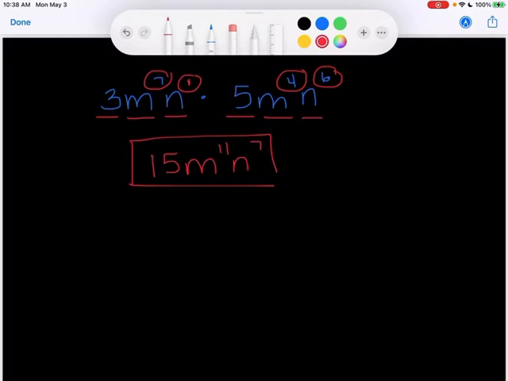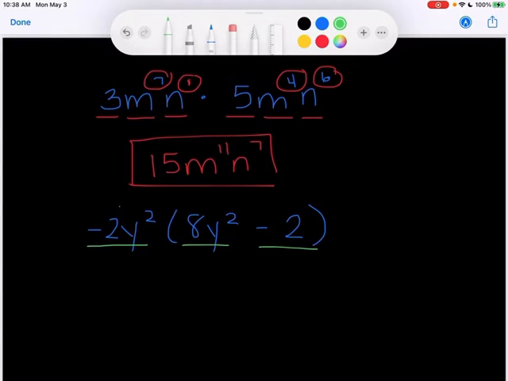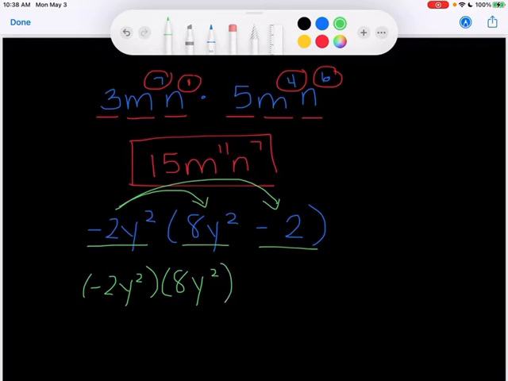But let's say that you have negative 2y squared times 8y squared minus 2. All right, in this case, this is where the distributive property comes into play. We need to multiply this negative 2y squared by both the 8y squared and the negative 2. So we need to distribute here. So we're going to multiply negative 2y squared times 8y squared, and we're also going to multiply negative 2y squared times negative 2. Okay, and we'll put an addition sign in here.